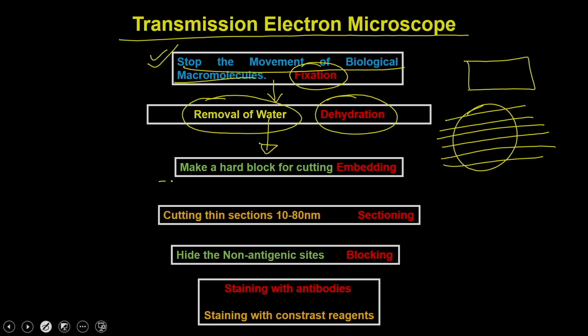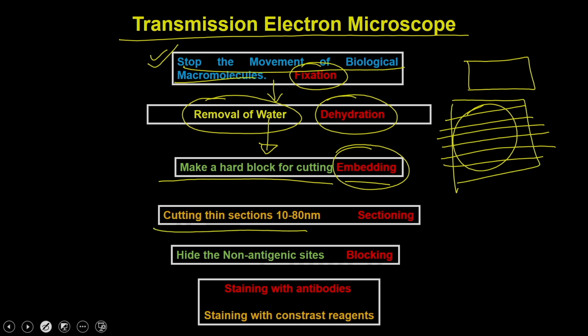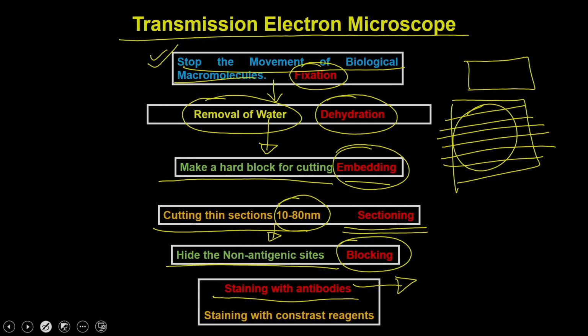So, for that you have to make a hard block for cutting, and that is done with the help of a process called embedding. Once you are done with the embedding, which means you have put this into a block, then you can cut the sections. So, you can cut sections of 10 to 80 nanometers, and that you will do with the microtome. Once you are done with the sectioning, the next step is that you have to hide the non-antigenic sites, which means you have to do a blocking step, and then you have to do staining with the primary as well as the secondary antibodies.